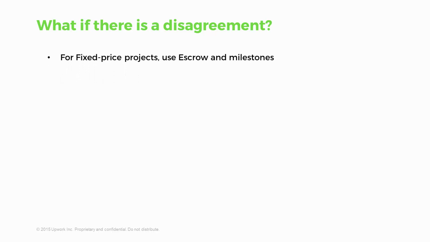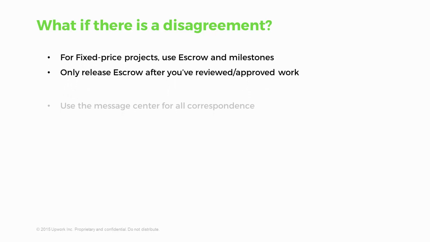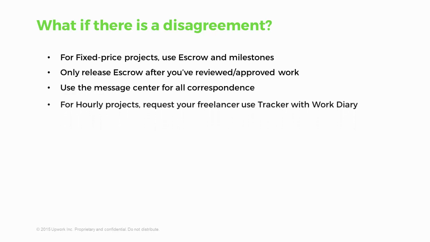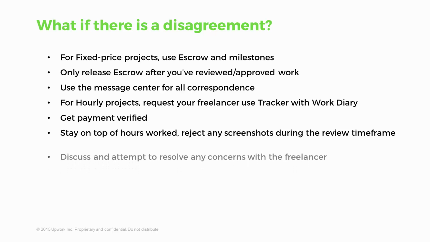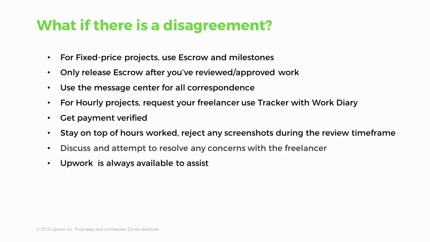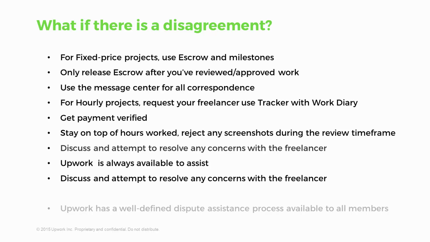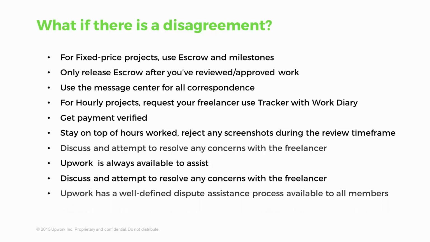On fixed price projects, the best way to avoid any kind of issues or miscommunications is to take advantage of the payment protection plan using escrow and milestones process. So again, we've hit on this a few times already, but only release that escrow payment after you've received the work and approved it. After the payment is released, you can't rely on the payment protection. For hourly payment protection, it's about using the work diary because it gives you that visibility into the time that's being charged to your project.